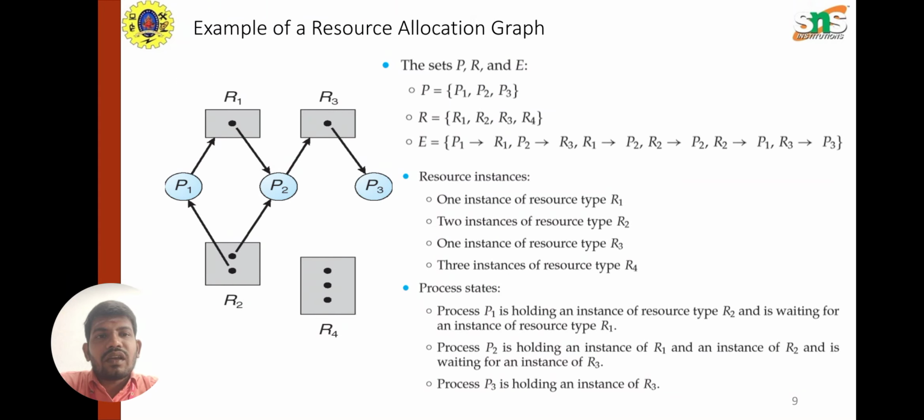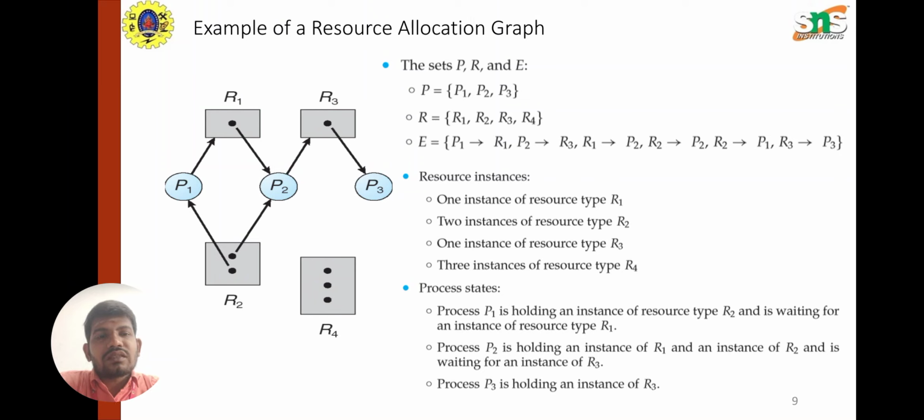Here we have processes P1, P2, P3 and resources R1, R2, R3, R4, and the edges. P1 goes to R1, R2 goes to P1 and P2 goes to R3, R1 goes to P2, P2 goes to R2, and R3 goes to P3. For the resource instances: one instance of resource type R1, two instances of R2, one instance of R3, and three instances of R4.